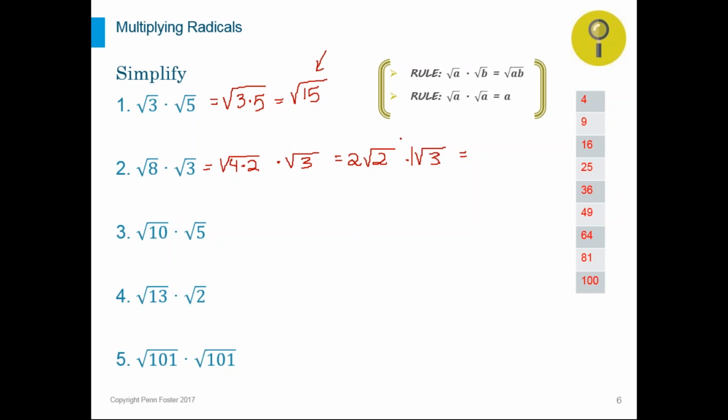What I'm going to do is multiply 2 times 1 is 2, and then multiply the radical parts. As we said in the rule, 2 times 3 would be 6. So that is your final answer, 2 times the square root of 6.